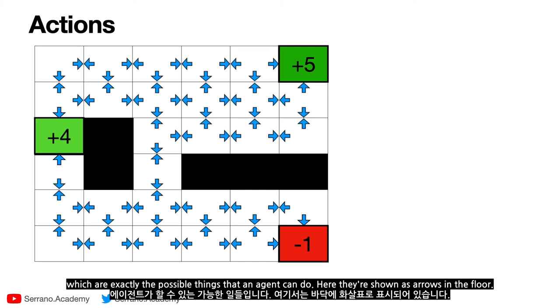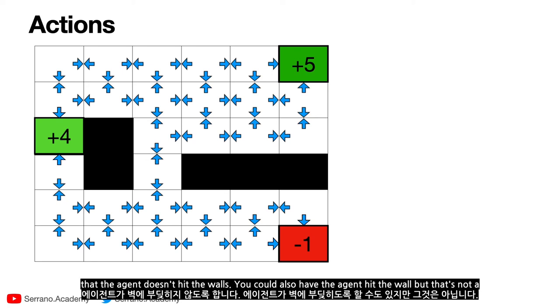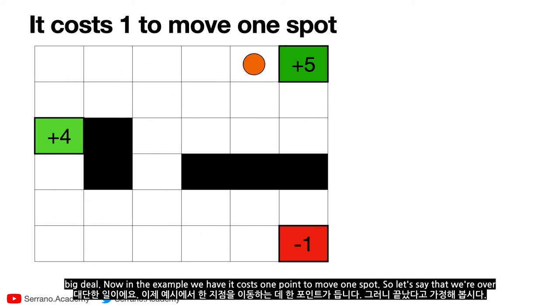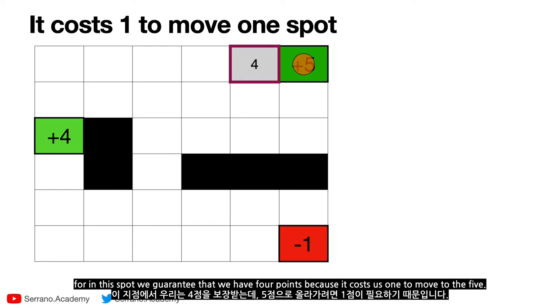Here, they're shown as arrows in the floor. Wherever there's an arrow means the agent can walk in that direction. Notice that we made it so that the agent doesn't hit the walls. You could also have the agent hit the wall, but that's not a big deal. Now, in the example we have, it costs 1 point to move 1 spot. So let's say that we're over here in this box and we move to the 5. That is the optimal choice to do there, which means that if we're in this spot, we guarantee that we have 4 points because it costs us 1 to move to the 5.